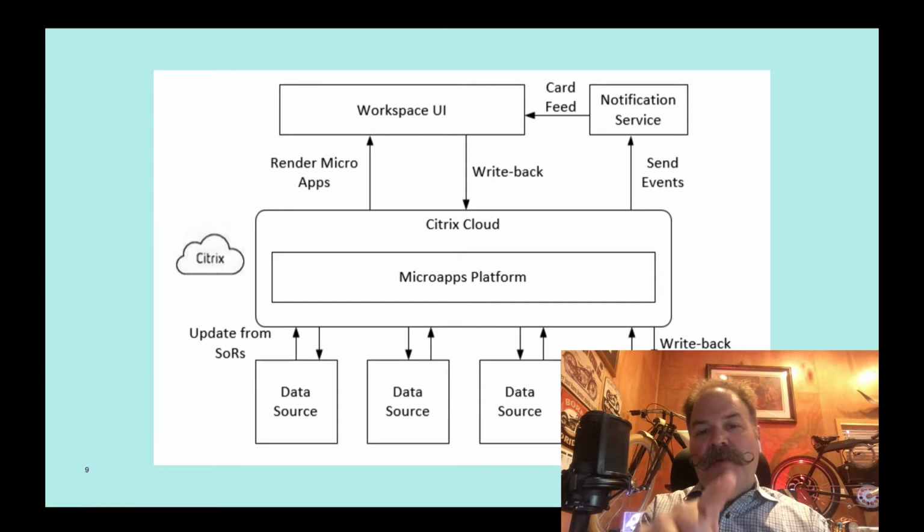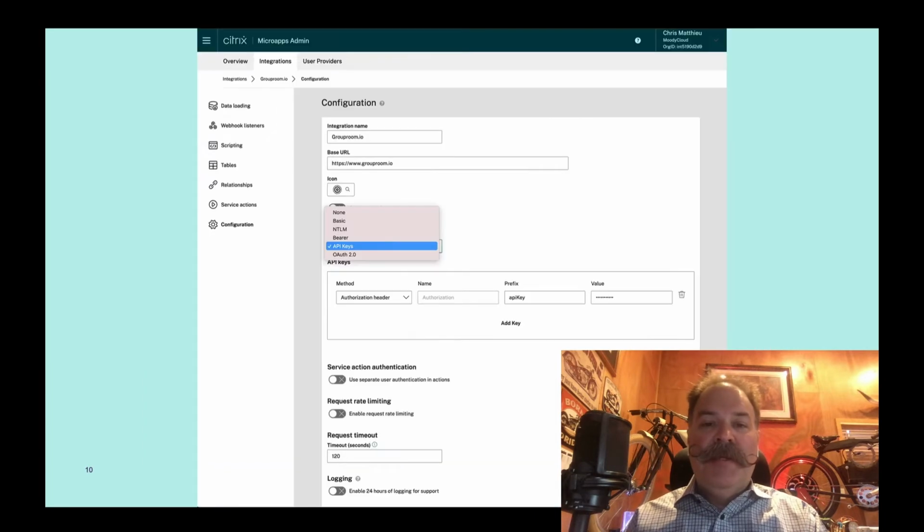And then on top of the Microapp platform, you'll see where it says Workspace UI. That's where it has this drag and drop WYSIWYG no-code app designer tool that's really amazing. It lets you build these microapps really quickly. And then the coolest feature, in my opinion, is this notification service, how you can tie Citrix Workspace notifications directly into your microapp. So this is really, really cool.